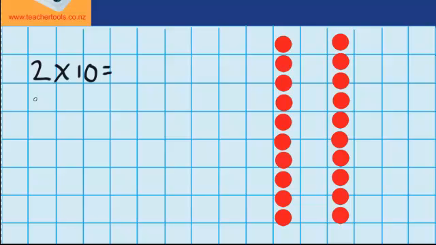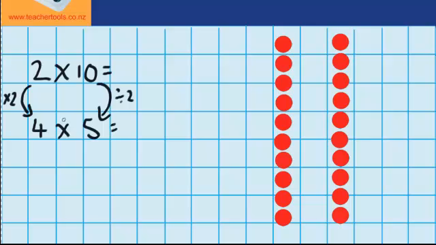I'm going to choose to double the 2. So to double a number, I need to times it by 2. 2 times 2 is 4. Now, since I've doubled that number, I'm going to have to halve this one. And to halve a number, I divide by 2. 10 divided by 2 is 5.